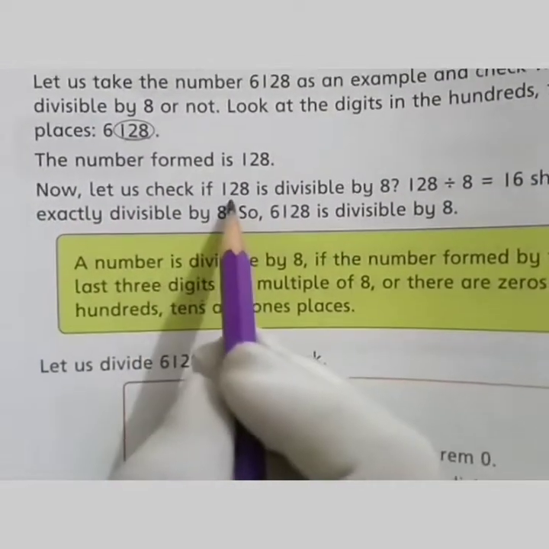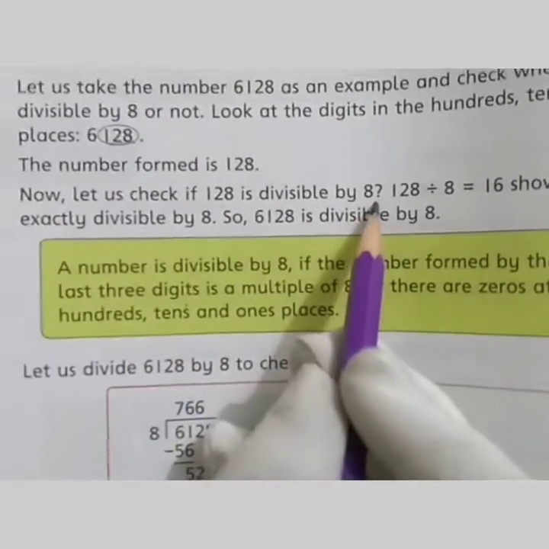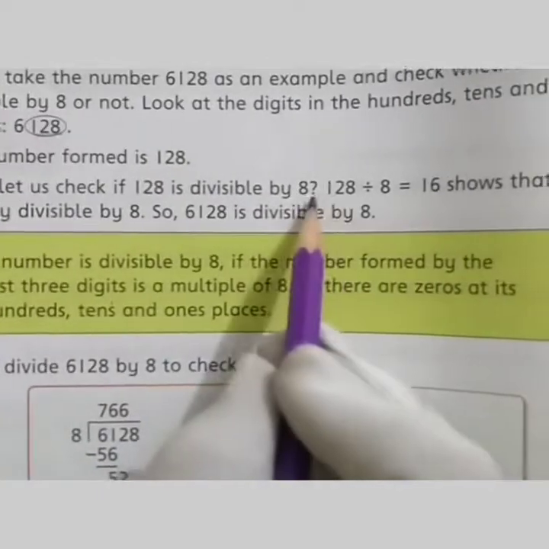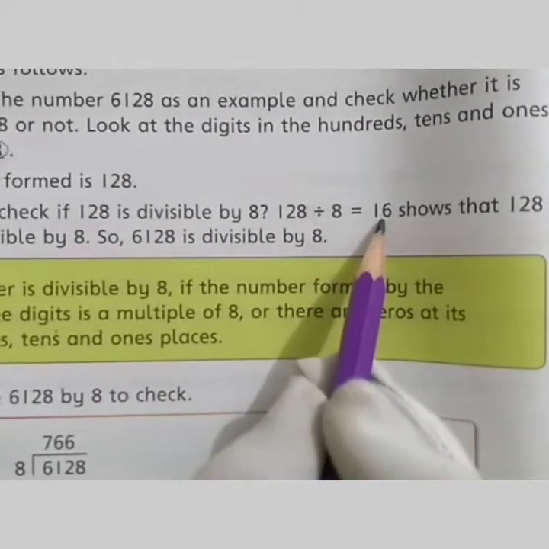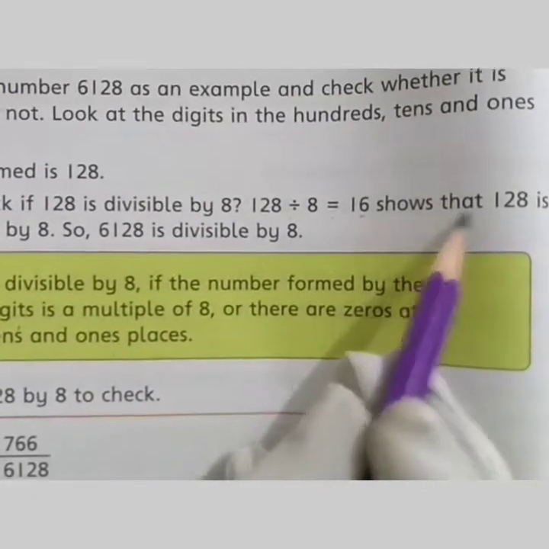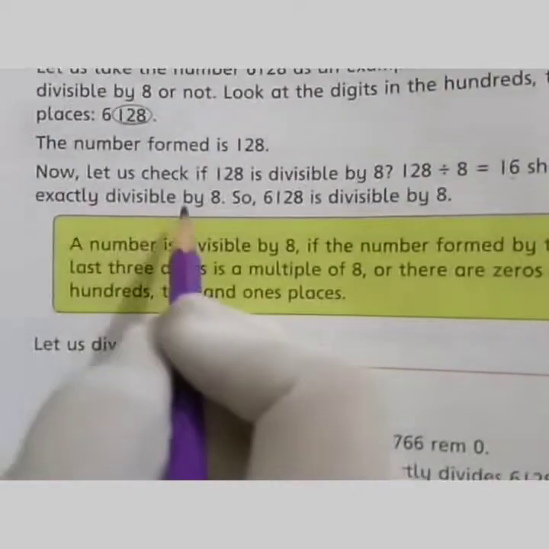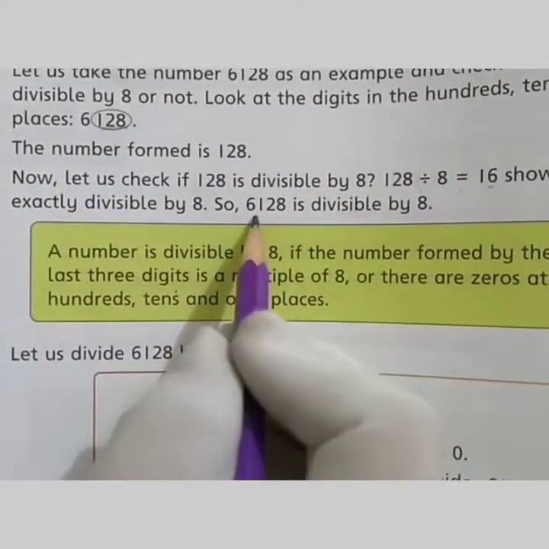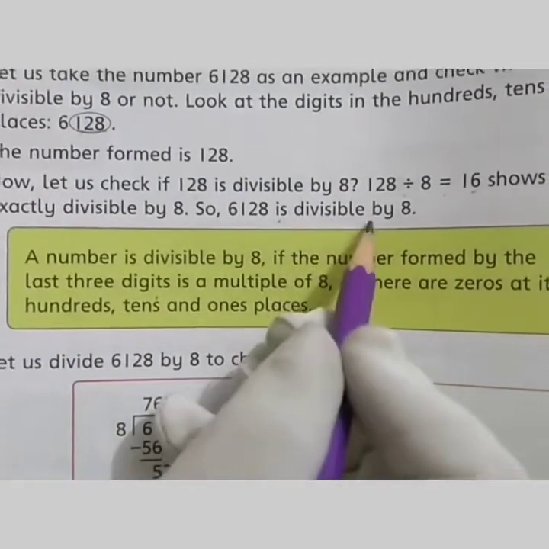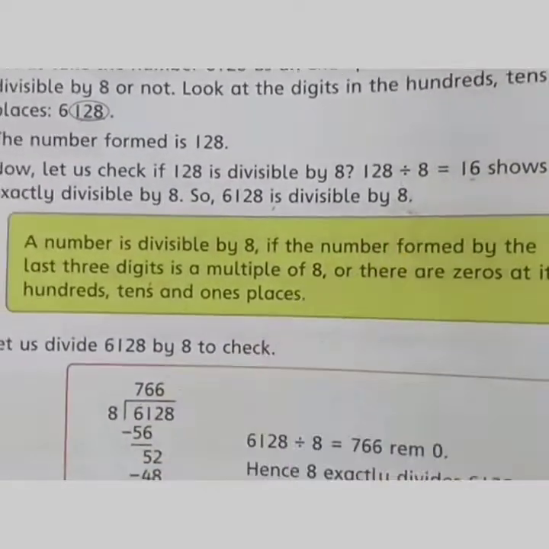Now let us check. Is 128 divisible by 8? Yes. 128 divided by 8 is equal to 16. This shows that 128 is exactly divisible by 8. So 6128 is divisible by 8.